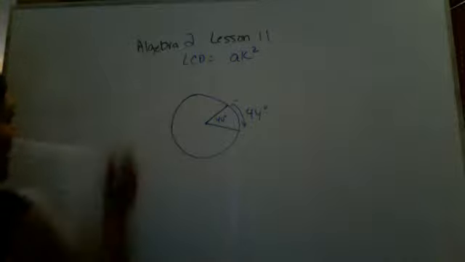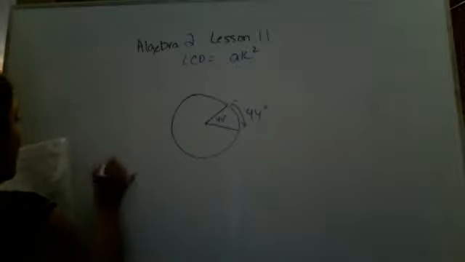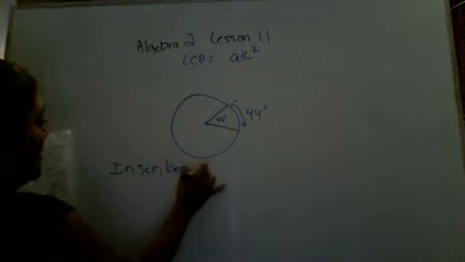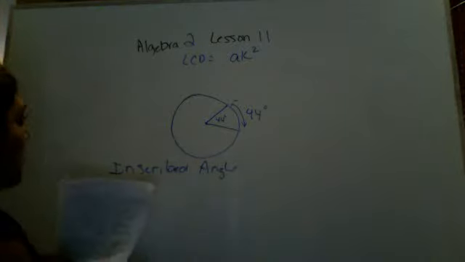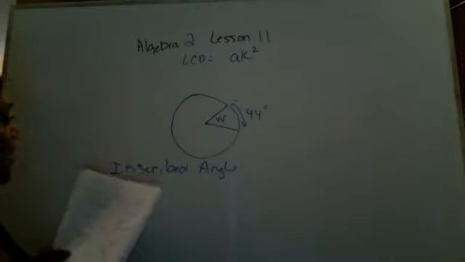Now let's talk about whose radii cross the circle. Now what's an inscribed angle? You need to write this down. Basically, an inscribed angle is an angle whose sides are inside a circle and whose vertex is on the circle.